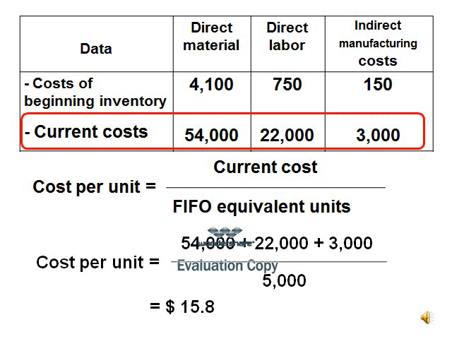In this example, the equivalent units are given, 5,000, so I will directly calculate cost per unit. Cost per unit equal current cost divided by FIFO equivalent units. So 55,000 for direct material plus 22,000 for direct labor and 3,000 for indirect manufacturing cost, all divided by 5,000 equal 15.8.